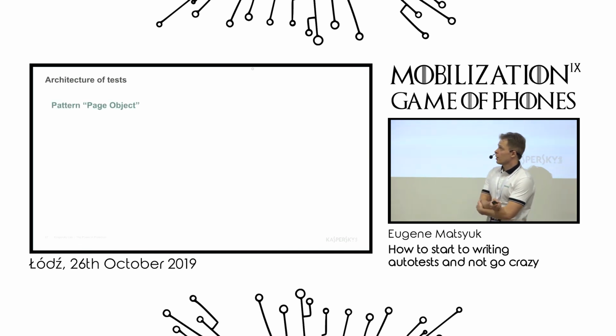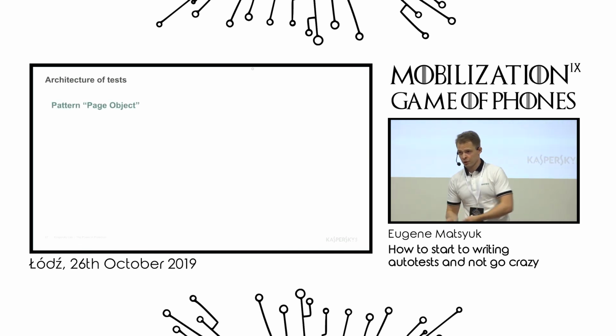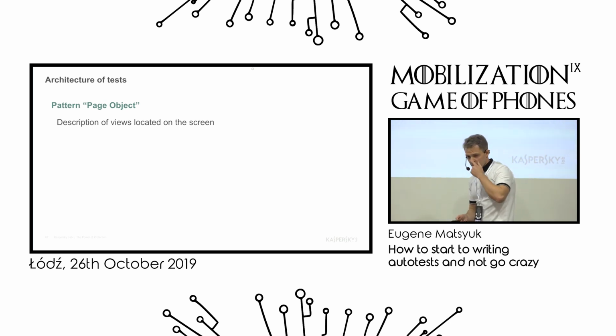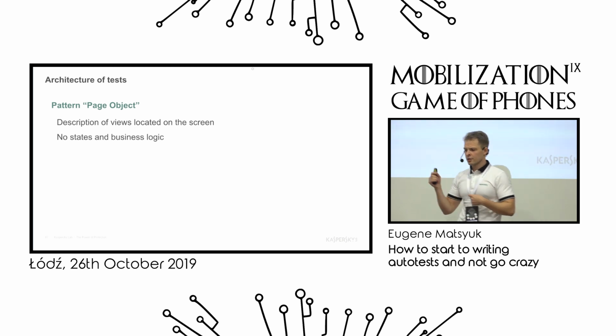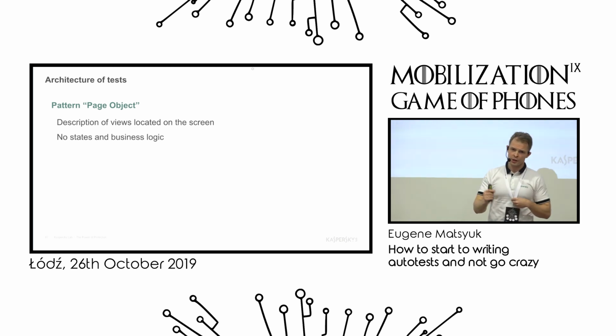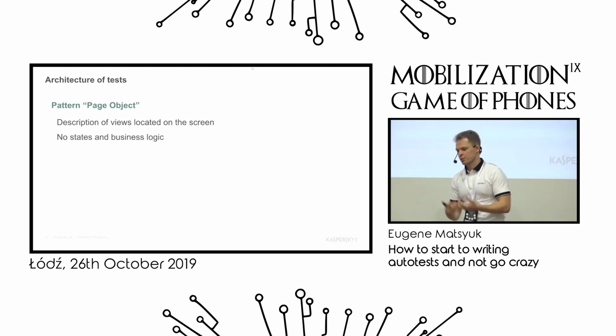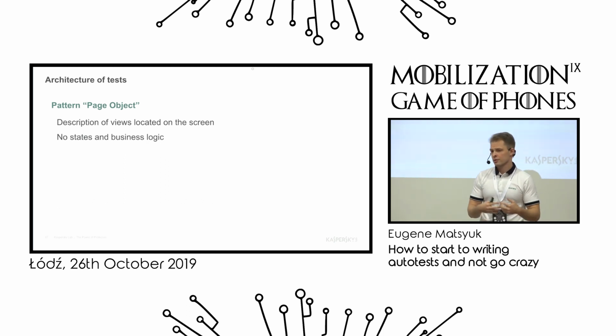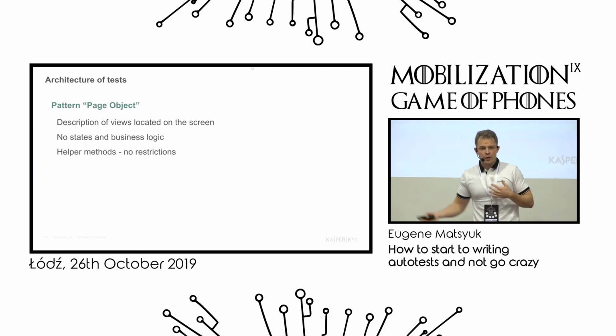First of all, it's the page object pattern I mentioned earlier. As you remember, it's a description of views located on the screen. But the main note is that a page object doesn't contain any state or business logic. It's very important. Keep the single responsibility principle. The single responsibility of a page object is just the logical grouping of your views, and that's all. The presence of helper methods, on the other hand, is okay.